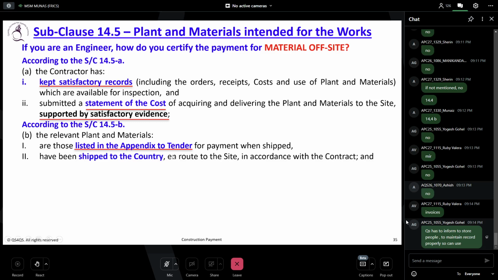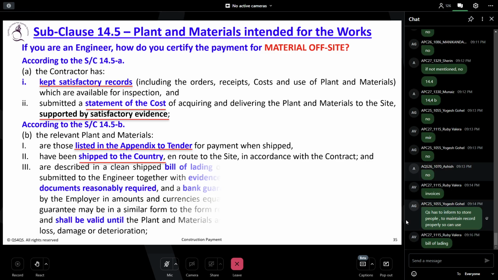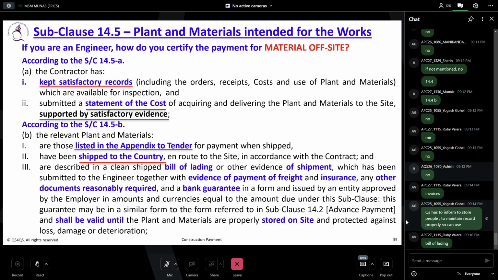Have been shipped to the country en route to the site in accordance with the contract. So proof of the shipment, you should have it. Are described in a clean shipped bill of lading. That proof of shipment or evidence has been submitted to the engineer together with the evidence of the payment of freight and insurance and other documents reasonably required.